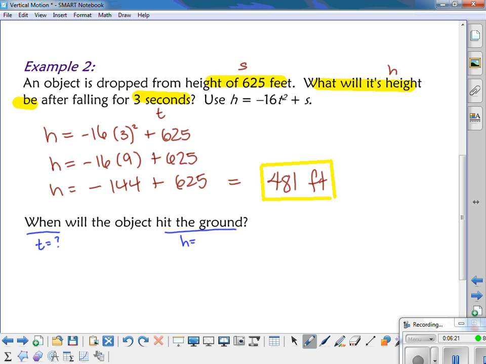What is the height when it's laying on the ground? 0. Okay? So now I'm still going to use my h equals negative 16t squared plus s. This time h is 0, and I don't know t squared, plus my starting height, which they gave me up above, was 625. So why don't you guys see if you can get the t squared alone at least. Get the t squared alone, and then if you can, take the square root of it to find the answer.